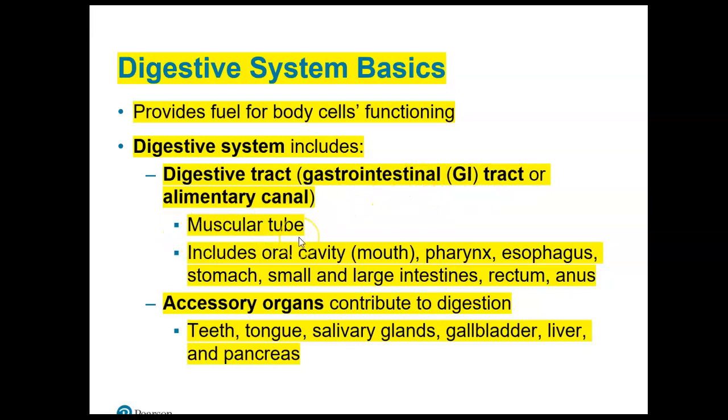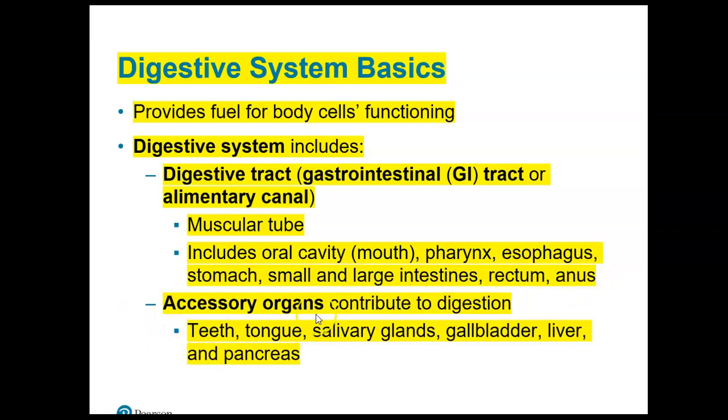The GI tract is a muscular tube. That muscle is mostly smooth muscle, and it includes the oral cavity or the mouth. In fact, this is the pathway of food through the GI tract, so it's important that you learn this. The mouth, pharynx or throat, esophagus, stomach, small intestine, large intestine, rectum, and anus.